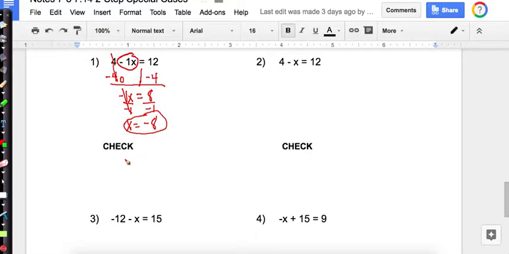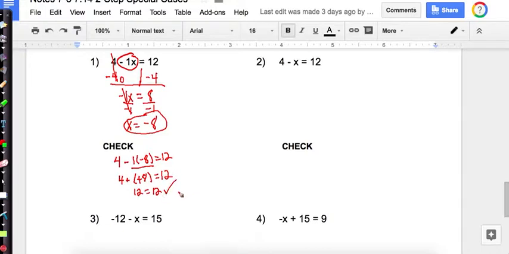Now, to check it, we're going to plug it back in, so 4 minus 1 times negative 8 equals 12. What is 1 times negative 8? Because order of operations tells me to do multiplication first. Good, it's negative 8. So 4 minus negative 8 equals 12. And what is 4 minus negative 8? It's 12 because if I do KCC here, I get 12 equals 12.